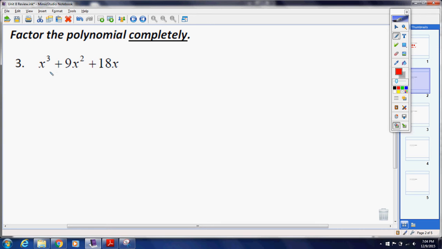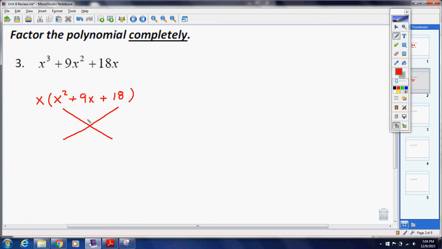Problem number 3. Factor completely. Let's see. We see right away it's got an x in common. Each one of these terms has an x in common. The numbers, this just has an understood 1 there. I can't really factor out a 9 or a 3. So I'll just factor out the x, and that will leave me with x squared for my first term, plus 9x plus 18. Oh, and look at the miraculous thing this does. This leaves me with a quadratic that I know how to factor.